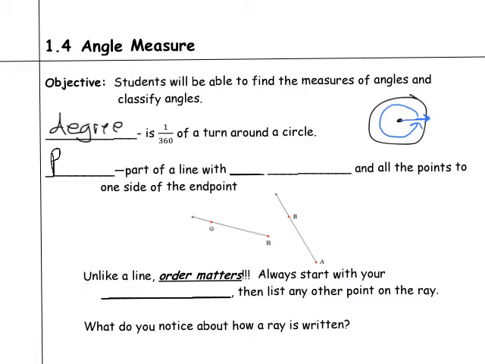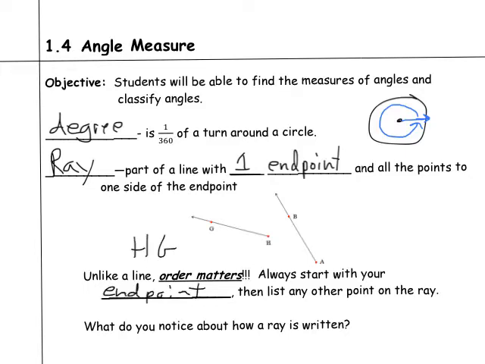A ray is a part of a line with one endpoint, and all the points to one side of that endpoint. If you look here, we start with H and we go this way through G, or we start with A and we go this way through B. Unlike a line, order matters, so we always start with your endpoint. Remember, with a line, we said we can name it either way, but with these ones, you have to do it a certain way. So here, this is HG.